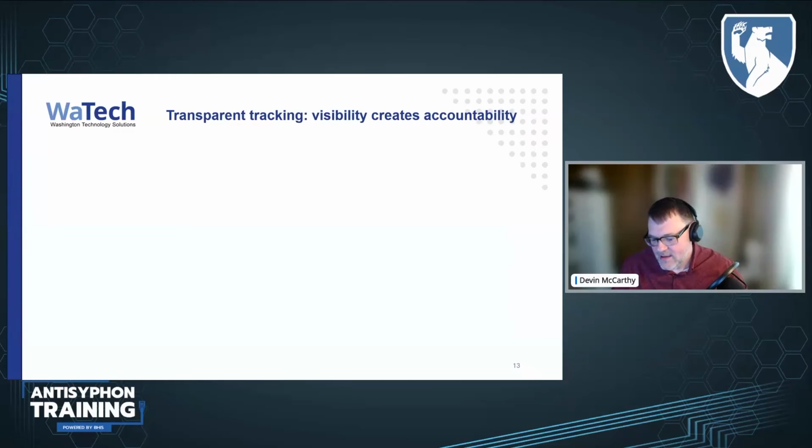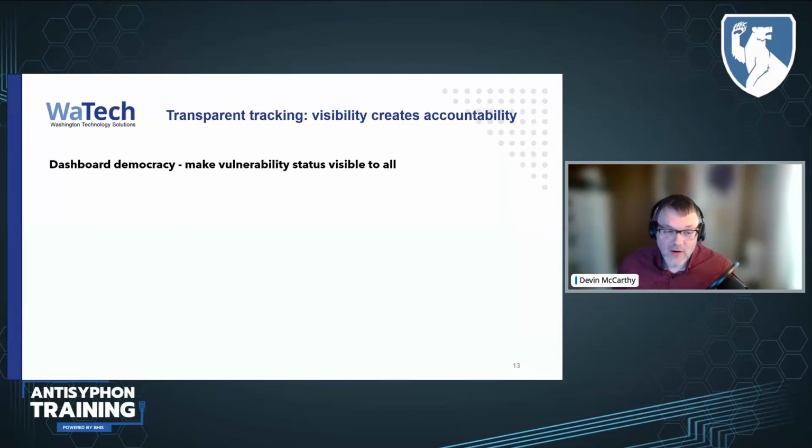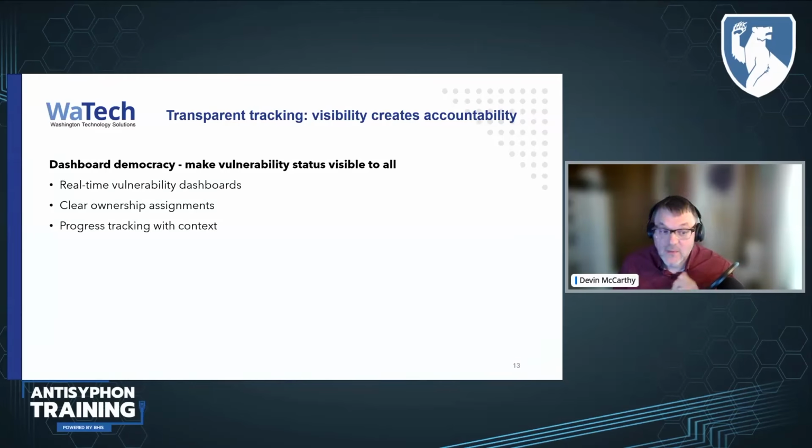And that can be hard if you have some vulnerabilities that have been out there for a while, and then executives see them and start sending emails and don't necessarily know the context. But it is really important to move to that next stage. So what you really need is real-time vulnerability dashboards. You need clear ownership assignments of those vulnerabilities, progress tracking with context, and then again, celebrating the wins. Like, this is huge.